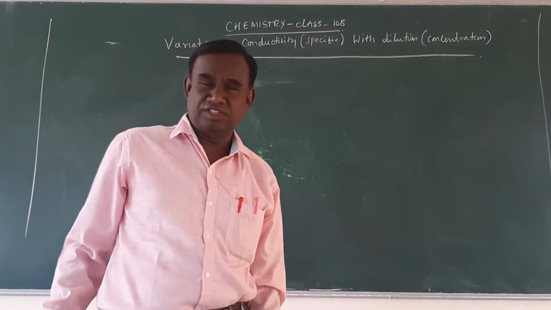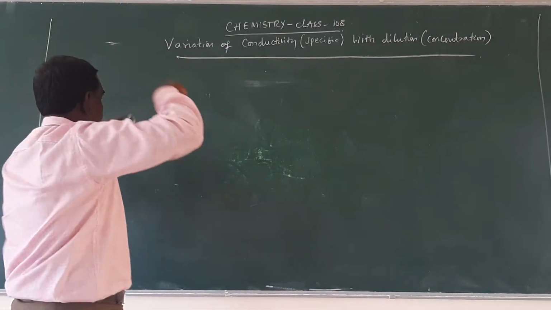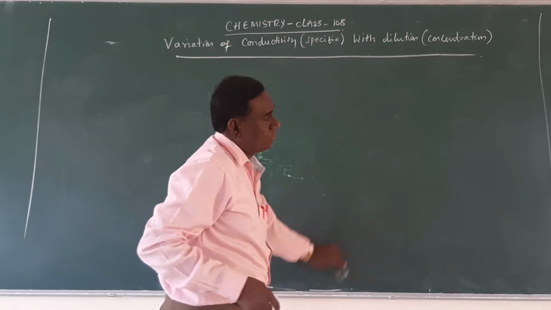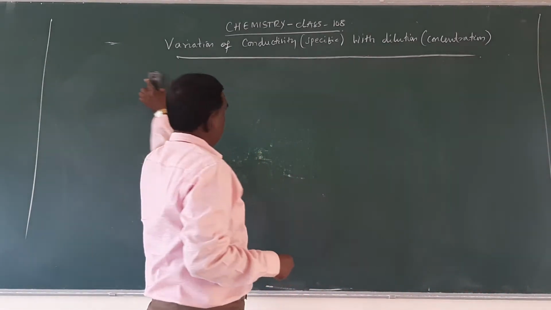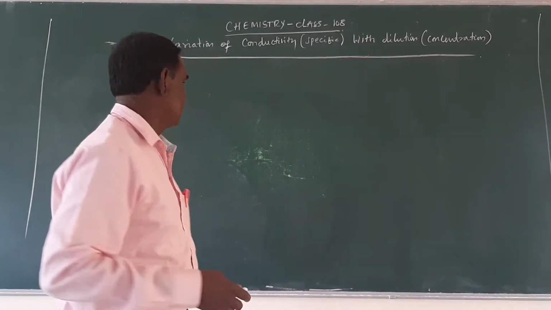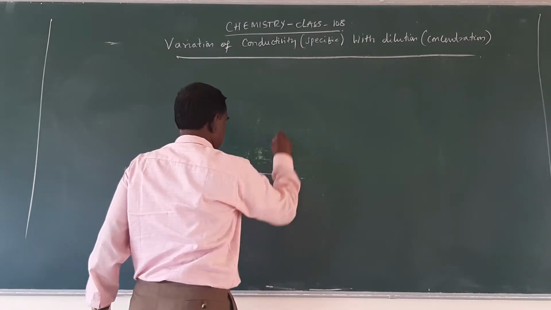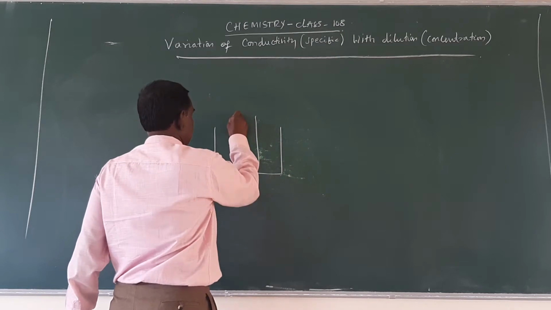Variation of conductivity, that is specific conductivity, with dilution. We know that specific conductivity is the conductivity produced by the ions present in between two electrodes.